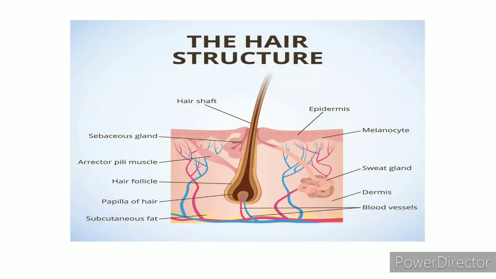Ito po yung the hair structure. Meron po siyang hair shaft, epidermis, melanocyte, sweat gland, dermis, blood vessels, subcutaneous fat, papilla of hair, hair follicle, arrector pili muscle, at sebaceous gland.